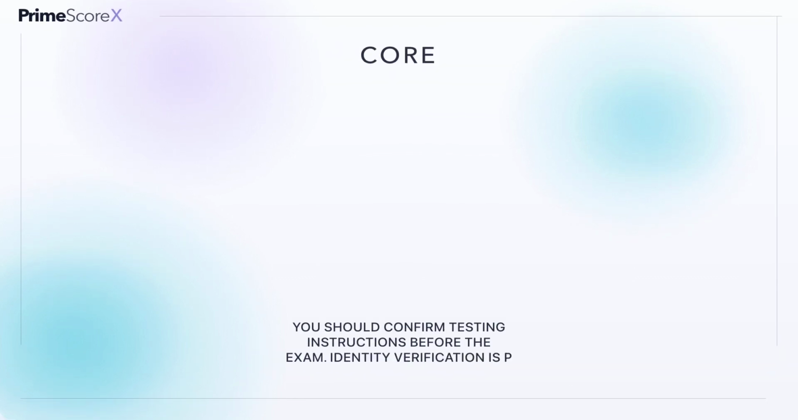Start with the essential facts. You should confirm testing instructions before the exam. Identity verification is part of the process. These details are not background decoration. They shape your pacing, your practice design, and the way you protect points under timed conditions. When the exam feels stressful, clear structure gives your brain something stable to follow.